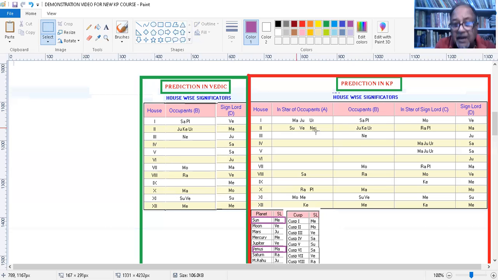Primarily what I am trying to explain to you are the golden rules of KP. This is the golden rule: any planet gives the result of its star lord. How does it give the result of its star lord? Star lord means the planet in whose star or constellation it is sitting. It will primarily give the result of the house where its star lord is placed, then of the house of which its star lord is the lord.